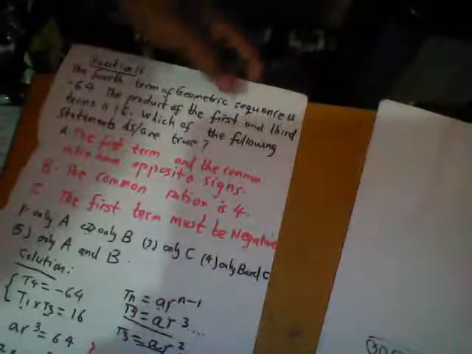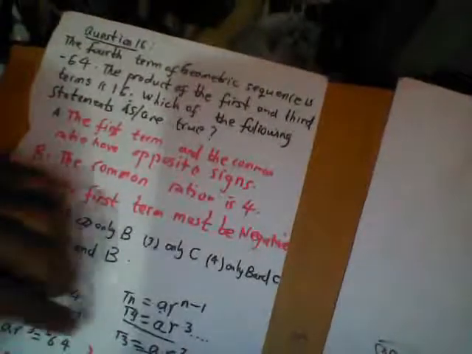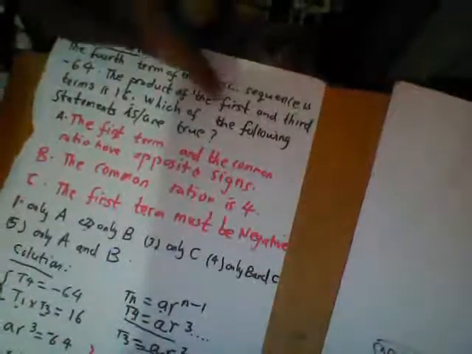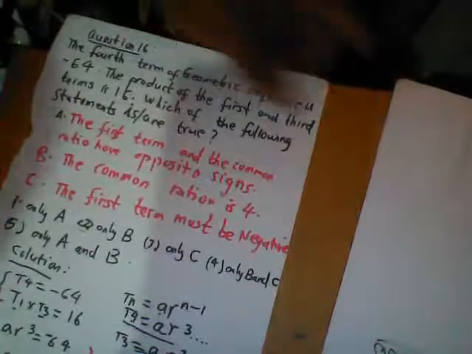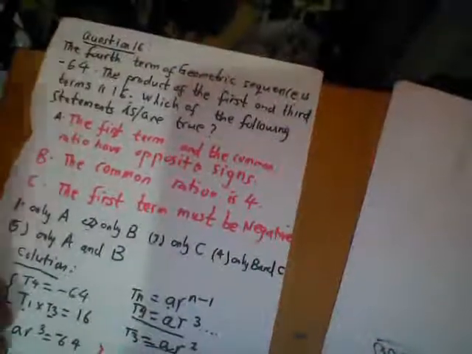The fourth term of the geometric sequence is negative 64. And the product of the first and third term is 16. This is the first term and the third term equal to 16. Okay, so we got this one. So now we can divide the first by the second. Okay, so I think I can finish here.